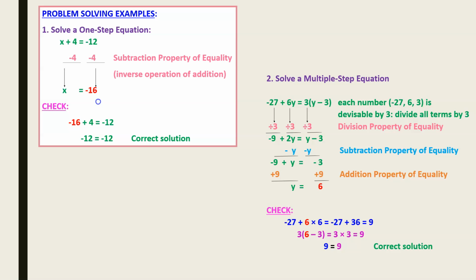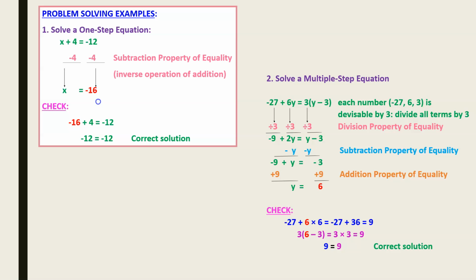We add 9 to both sides because here we have original negative 9. To perform the inverse operation, we have to add 9 to both sides. We have 9 and negative 9 canceling each other out. We have only y left on the left side. Negative 3 plus 9 will be equal to 6. We applied the addition property of equality.